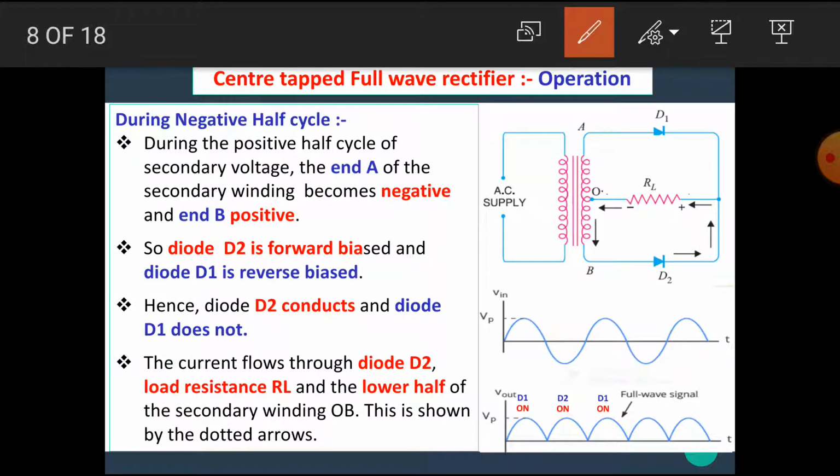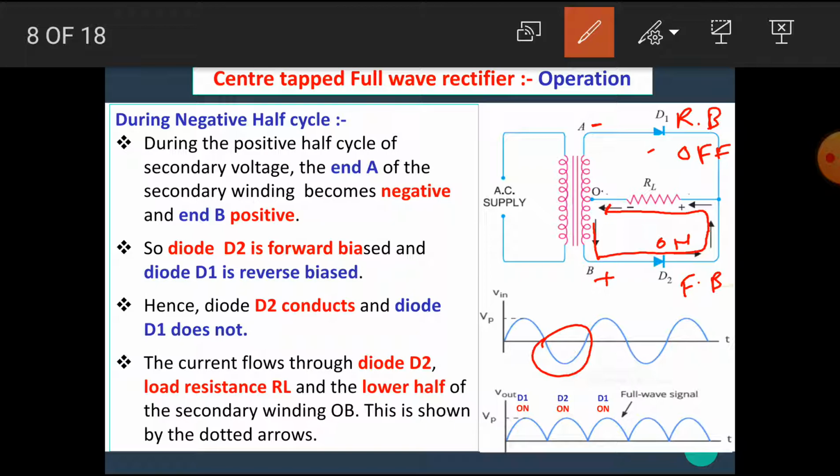That means during the negative half cycle, during this part, point A becomes negative, point B becomes positive. Here, point A becomes negative, hence D1 is in reverse bias, while B is positive, hence D2 becomes forward bias. We know that reverse bias means the diode is in off state. That means D1 is in off state while D2 is in on state. The current flows through D2 from point O to B to D2, RL and again to O.